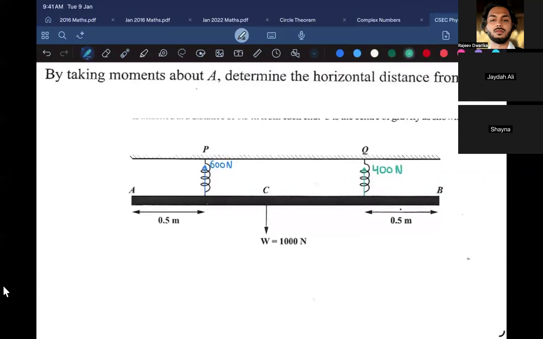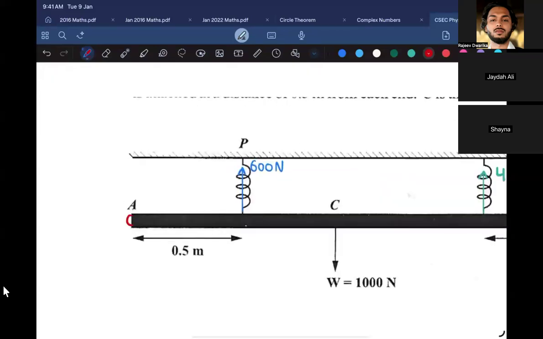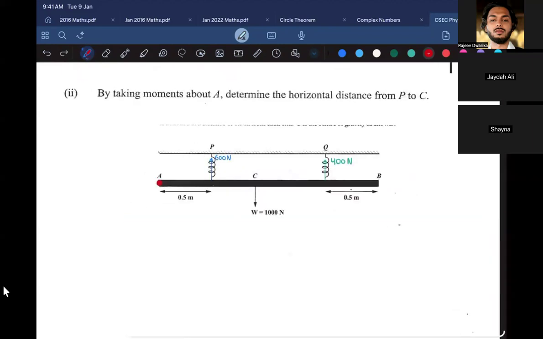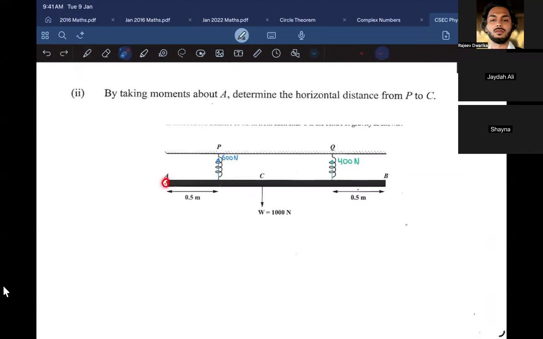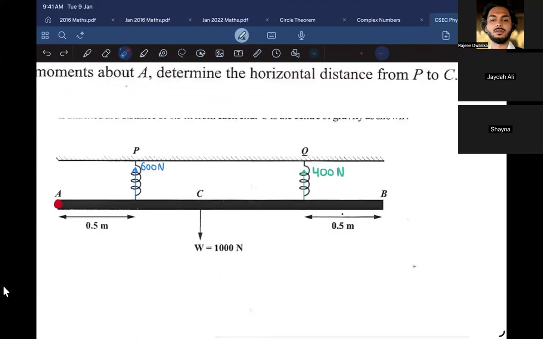All right, well, let me handle this question fast. So, Jada, they want us to take moments about A. So I'm going to treat A as if it was the pivot. That's what I'm going to do. Imagine you had a bearing or something over here that we're saying could be the pivot. We're saying that. And we want to figure out the horizontal distance from P to C. P to C.